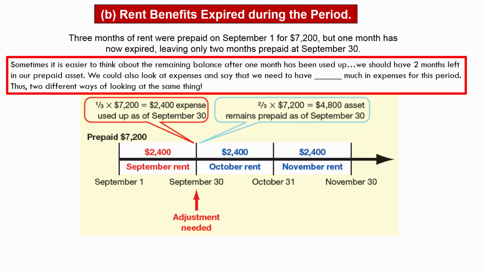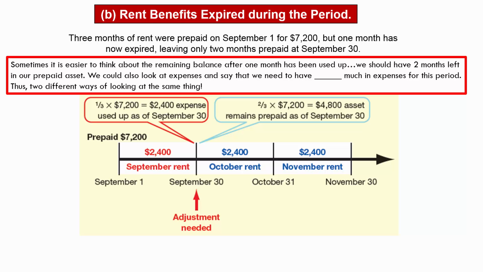In this one, we have rent, which was prepaid on September 1st for $7,200. Now, we did not record this as an expense initially. We recorded it as a prepaid because we were making a payment in advance. So we created this asset of $7,200, but we are going to use up the asset. We are going to expense off the asset. So we will be, you guessed it, crediting the asset and recording an expense.